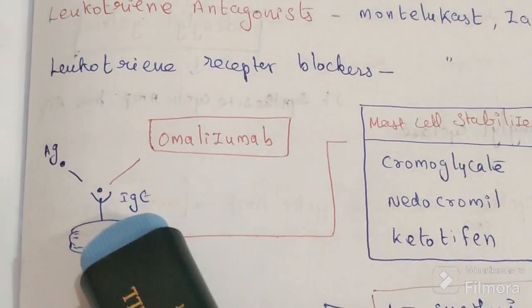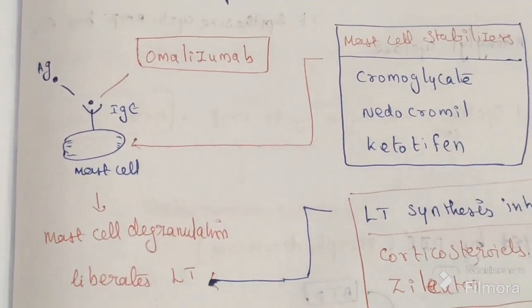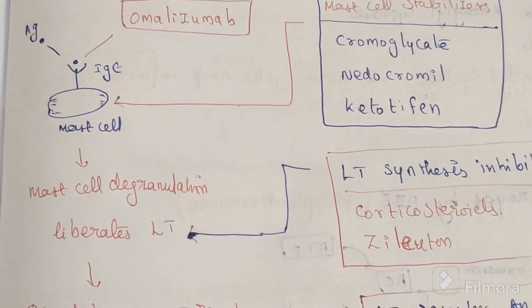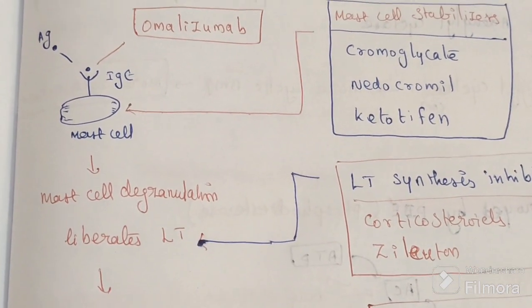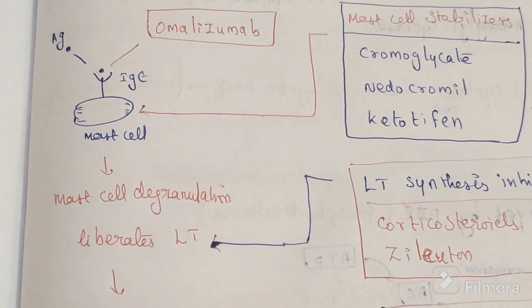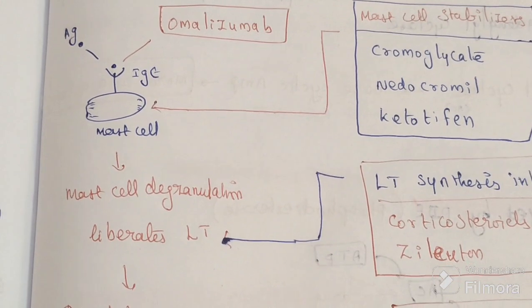The mast cell ruptures and the granules come out. The granules containing leucotrienes go to their receptors, present on the trachea and bronchi, causing bronchoconstriction.